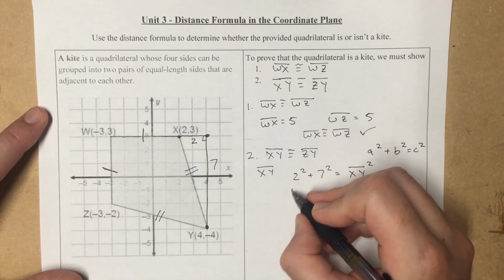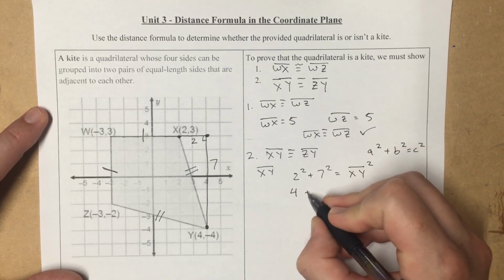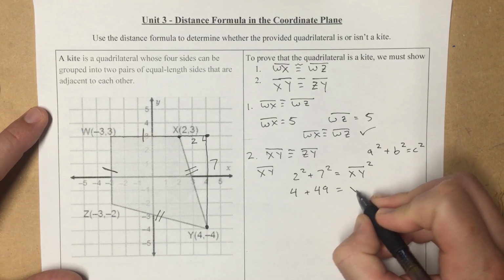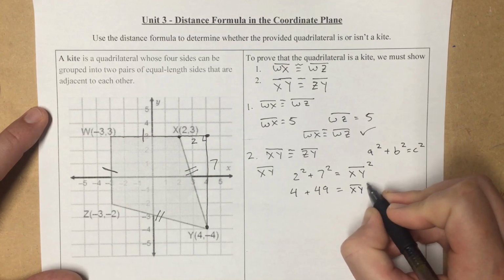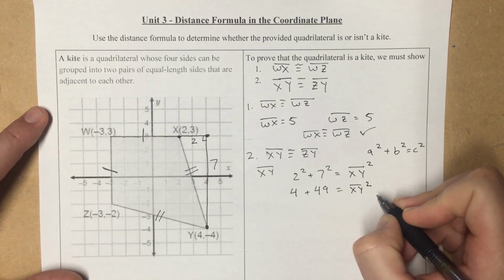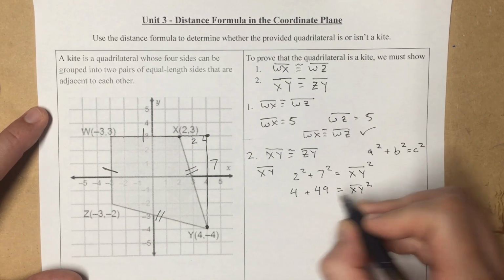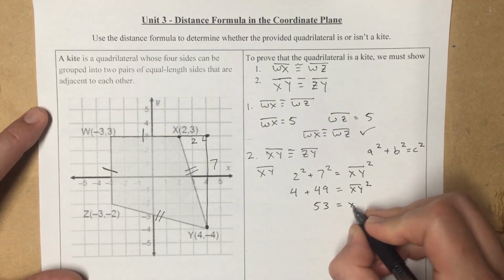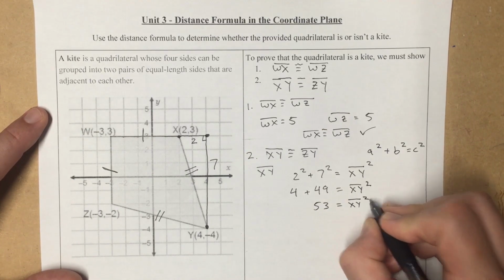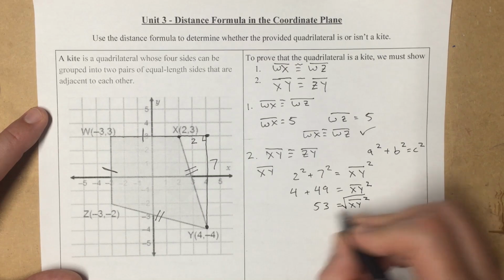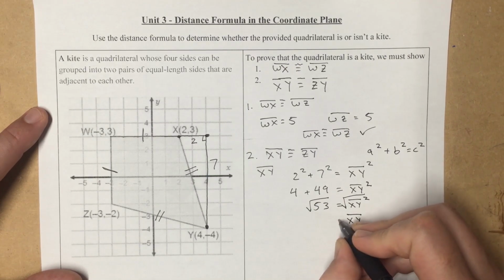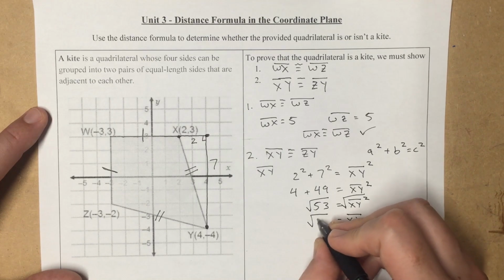2 squared is 4. 7 squared is 49. That is going to be equal to our XY squared. 4 plus 49 makes 53. We take the square root of both sides. So XY is going to be equal to the square root of 53.